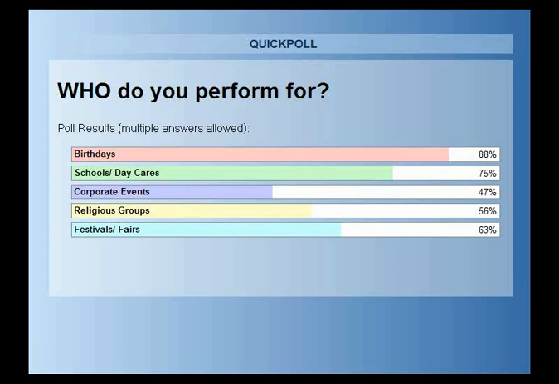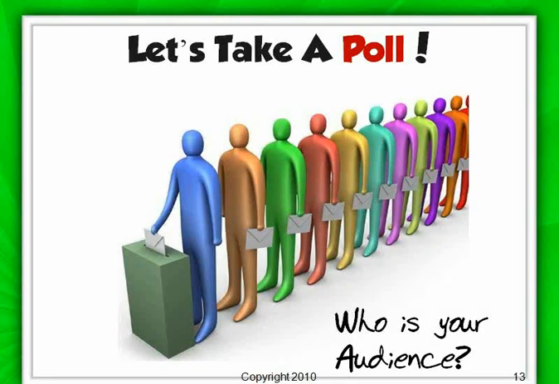Wow, it looks like the majority of our people are birthday party performers at 88%. 75% do schools and daycare markets, followed in third place by fairs and festivals, another popular one. Fourth place is the religious groups, synagogues, churches, and the like. And 47% do corporate events. So excellent. Was that kind of what you guys expected? Yes, that looks very interesting. Very good.